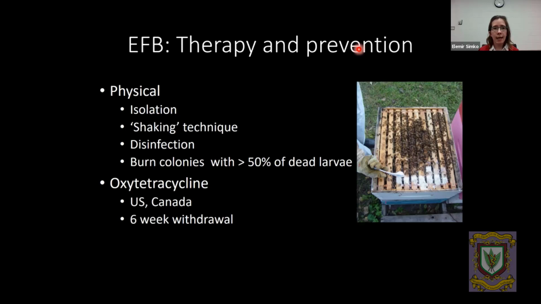As well, in the United States and Canada, oxytetracycline is an antimicrobial option for treatment of European foulbrood. In contrast to American foulbrood, there's only one licensed antimicrobial for use for treatment of EFB, which is oxytetracycline. And it is important, though, that beekeepers follow the label instructions for application of this antibiotic, often through powdered sugar, and that beekeepers observe the appropriate 6-week withdrawal time. So honey is not harvested from treated colonies for 6 weeks following treatment with oxytetracycline. So that summarizes the main features of European foulbrood disease.